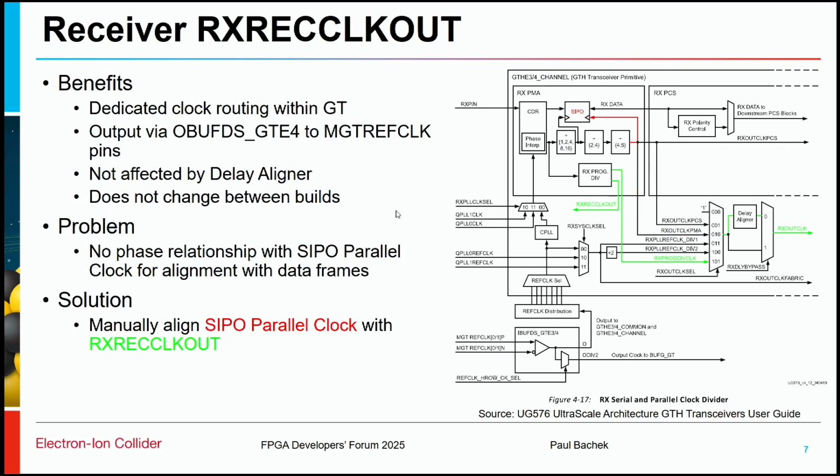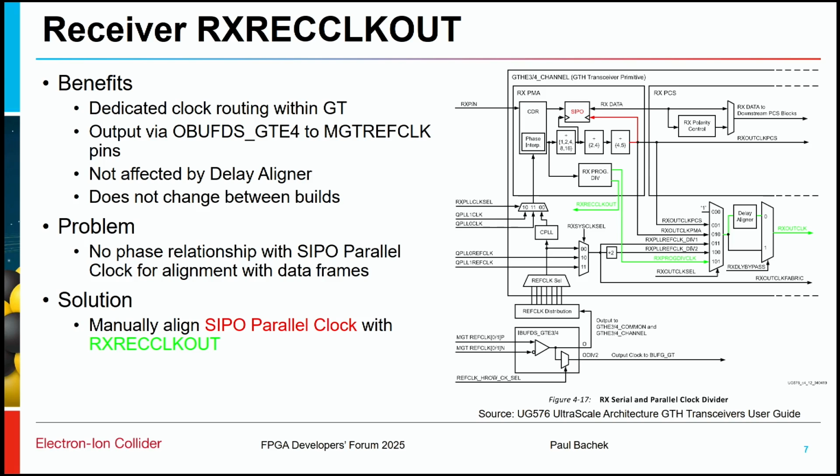Fortunately, there's another clock, this RX recovered clock, which gets output directly within the transceiver quad to the MGT ref clock pins. It has dedicated routing. It doesn't pass through any of the fabric logic at all. It doesn't go through the delay aligner. It just comes straight out through dedicated I/O. And so this is ideal. We can output our recovered clock, and it'll be exactly repeatable across resets.